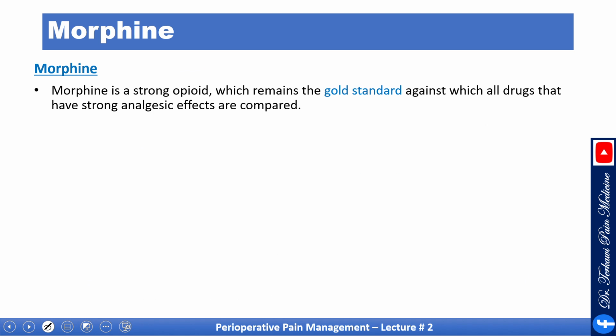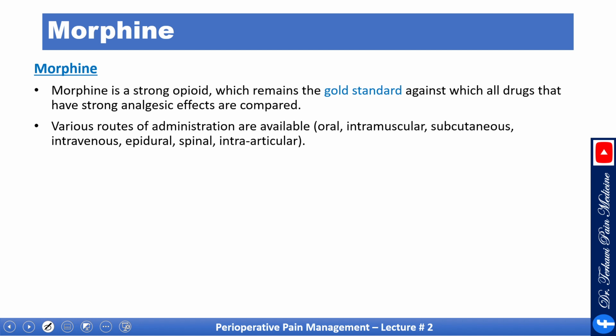Now, let's talk about each individual opioid we use in the perioperative setting. Start with morphine. Morphine is a strong opioid which remains the gold standard agent to which all drugs that have strong analgesic effect are compared, as we've seen in the previous slides. Various routes of administration are available.